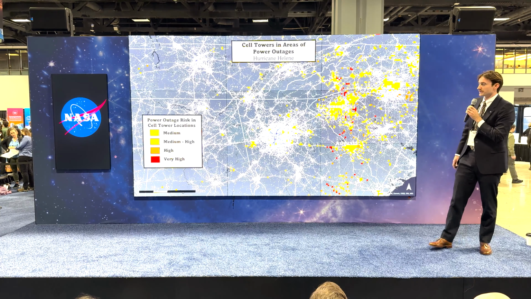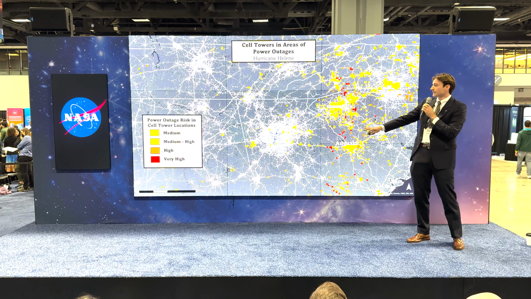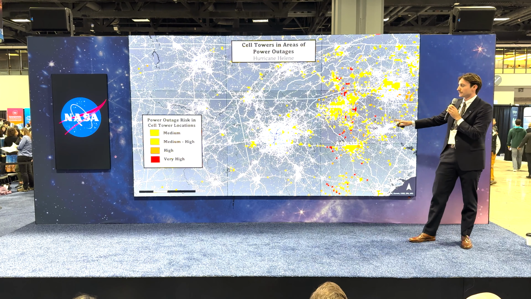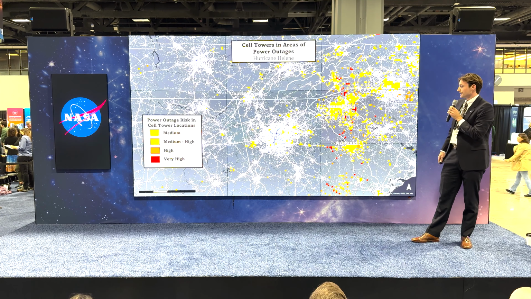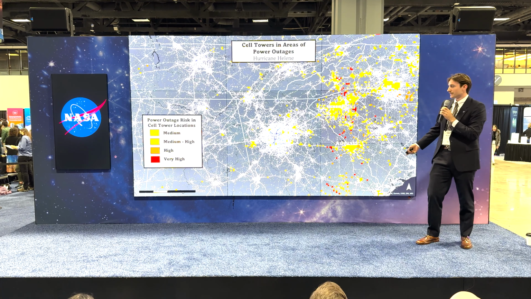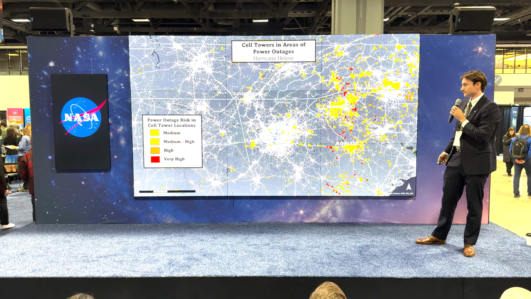And then this last map shows cell tower locations. The light blue color shows cell tower locations, and then the yellow to red pixels are areas that have cell towers and also potential power outage likelihoods. Another potential tool just to get a little bit more information on cell service lapses.